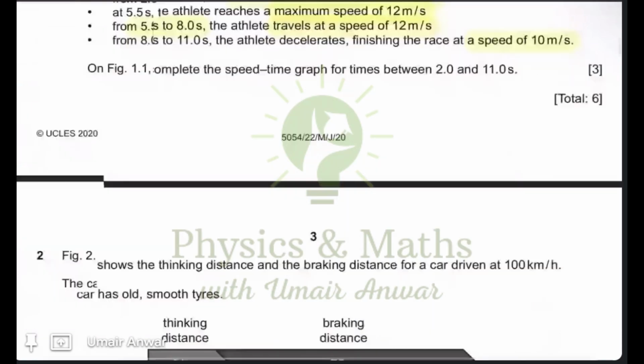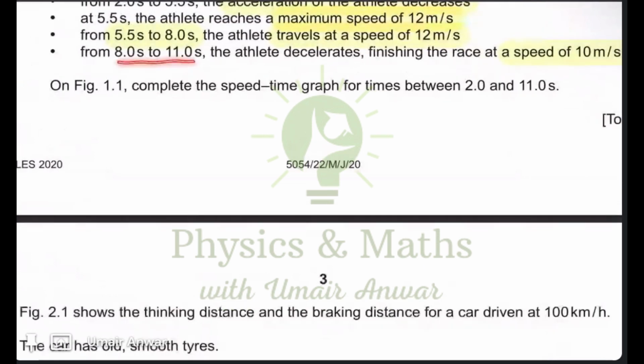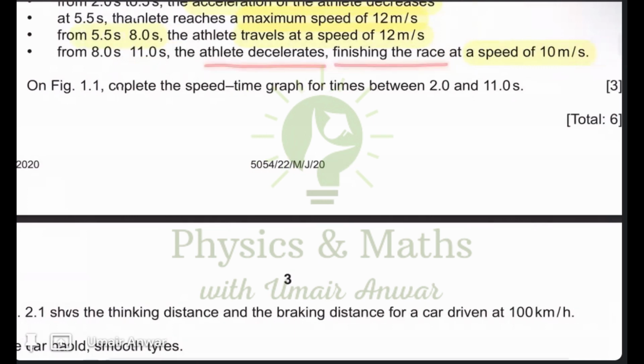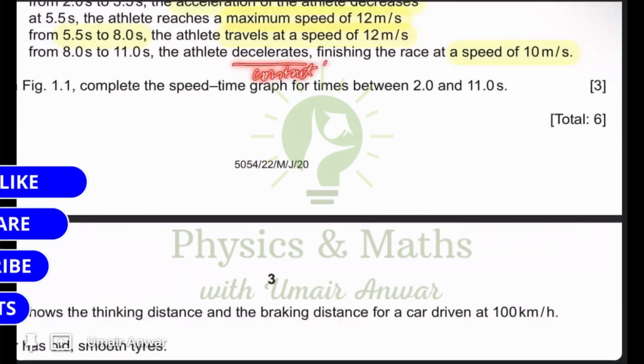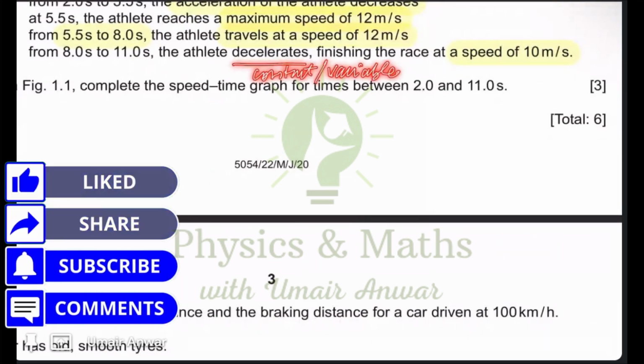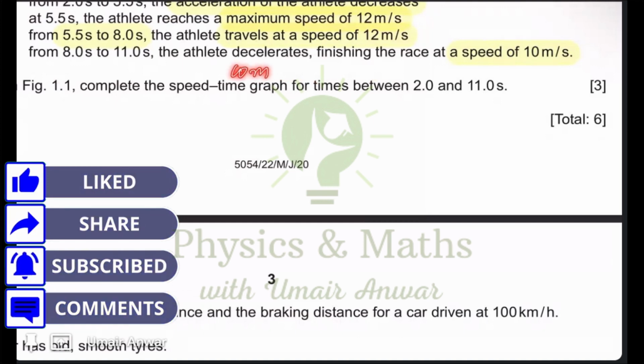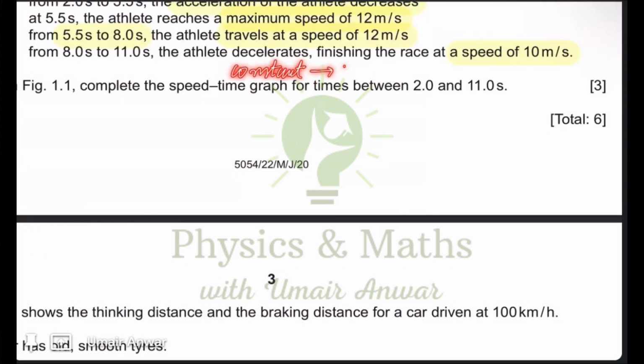Now for the third portion, it says from 8 to 11 seconds, the athlete is going to decelerate, finishing the race at a speed of 10 meters per second. Now, is the deceleration constant or variable? It is not mentioned over here. So we can consider it to be a constant deceleration. And if we consider it to be a variable deceleration, then still the answer is going to be acceptable. For a constant deceleration, we are going to make a straight line. And for a variable deceleration, we are going to make a curve. So in either way, the answer would be correct since this detail for the deceleration is not mentioned here.